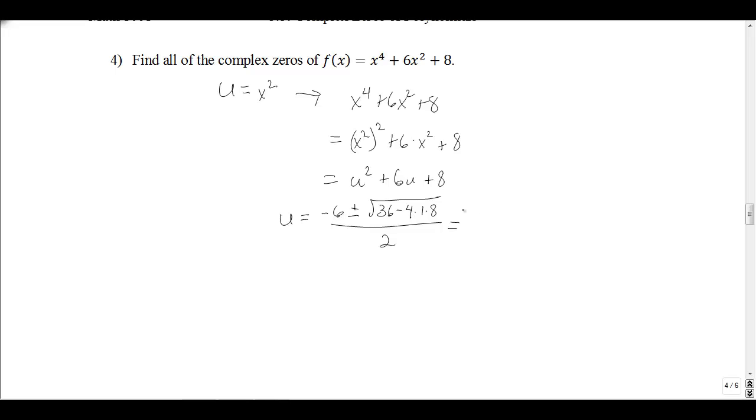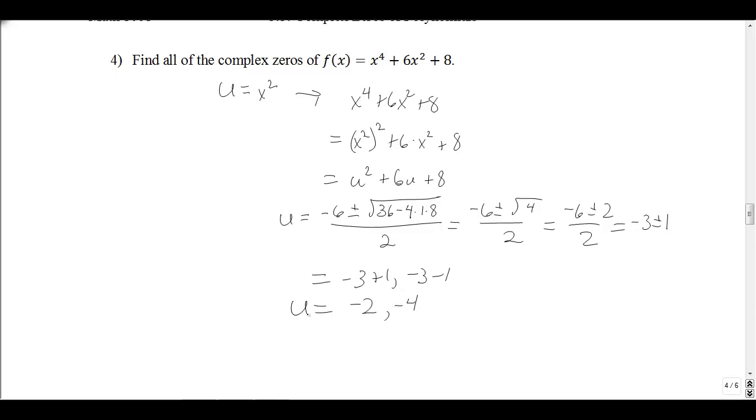So what I get now is negative 6 plus or minus the square root. 36 minus 4 times 8 is 32. That's a 4. So I'm going to get negative 6 plus or minus 2 over 2. You could split this up. Negative 6 over 2 is negative 3. Plus or minus 2 over 2 is 1. Here you could have also just done the plus minus on top. And then you get negative 3 plus 1, or negative 3 minus 1. So that's negative 3 plus 1 is negative 2. Negative 3 minus 1 is negative 4. You got negative 2 and negative 4, and that's u here.